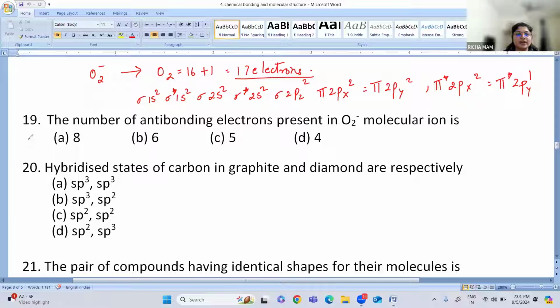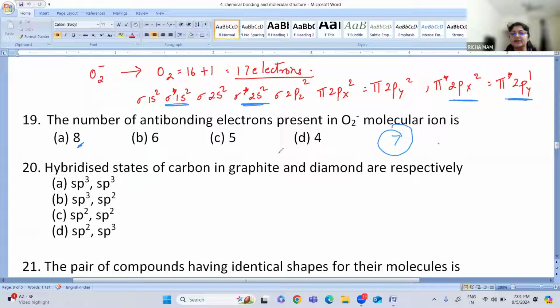So the number of electrons present in antibonding are how many? 2, 4, 5, 6, 7. So 7 electrons, right? So your options given are wrong. The answer is 7 electrons.